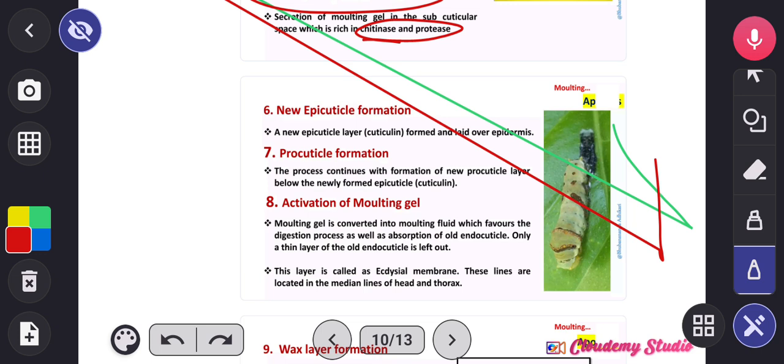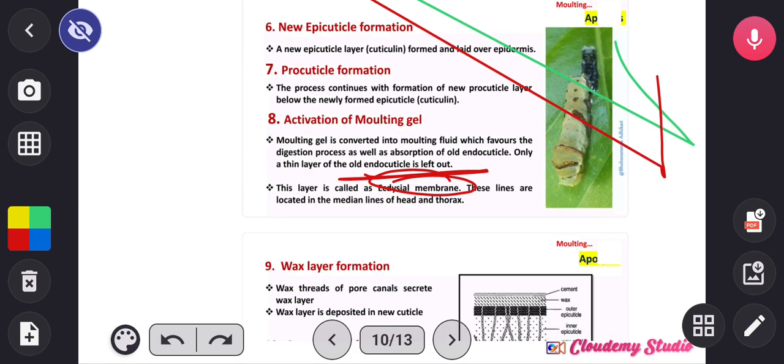Only a thin layer of the old cuticle is left out, and this layer is known as the ecdysis membrane. The ecdysis membrane, and this line are located in the median line of the head and the thorax.